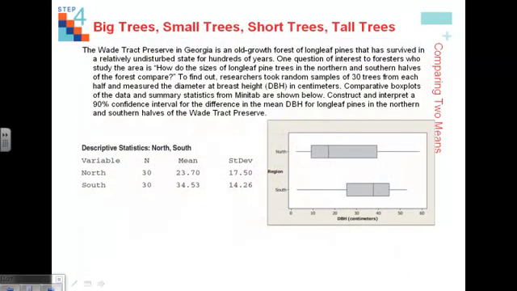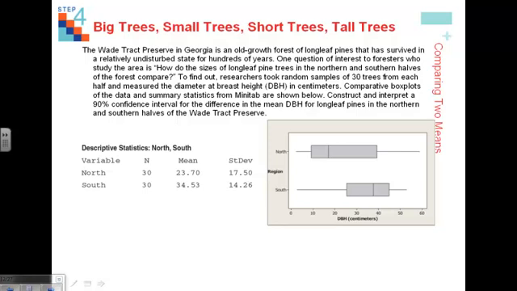On to an example problem. I have a problem in which we are looking at what? Trees in a forest. The Wide Tract Preserve in Georgia is an old growth forest of long-leaf pines that have survived relatively undisturbed for hundreds of years. One question of interest to foresters who study the area is how does the size of the longleaf pine trees in the northern and southern halves of the forest compare?